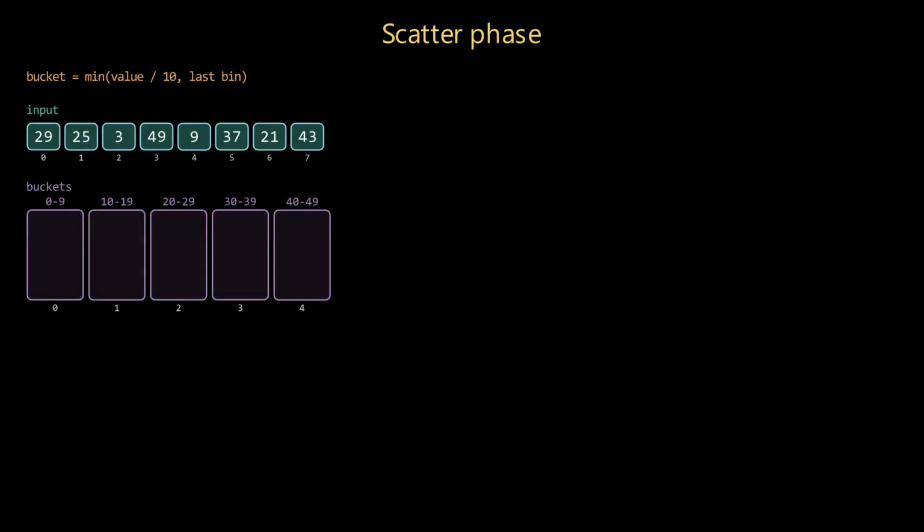Bucket index is value divided by 10. 29 goes to bucket 2, 3 goes to bucket 0. Scan the input left to right and drop each value into its bin. Scatter done. The 10 to 19 bin stays empty, no input value falls in that range.